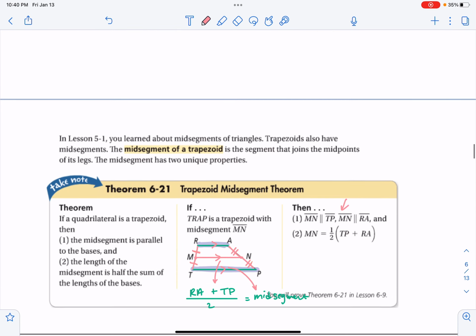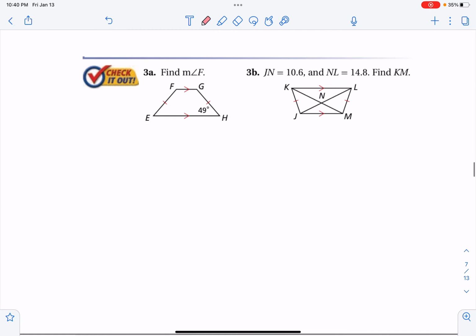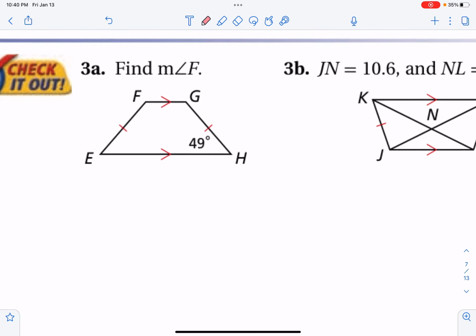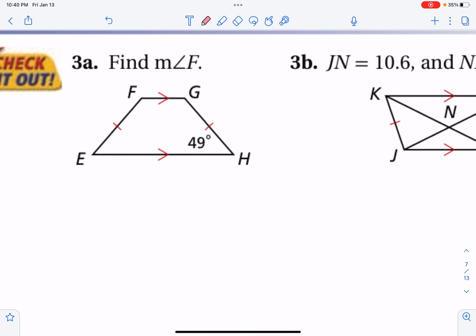Okay, so that was a lot of facts about trapezoids. We'll do a couple practice problems. I'll do them fairly quickly, but you can pause the video if you need to. So they want to know what angle F is. If it was a parallelogram, we'd say 49, but this one's not. But we do know that whatever F is, it's the same as G. We do know that whatever H is, it's the same as 49, or as E. So 49 is the same as E.